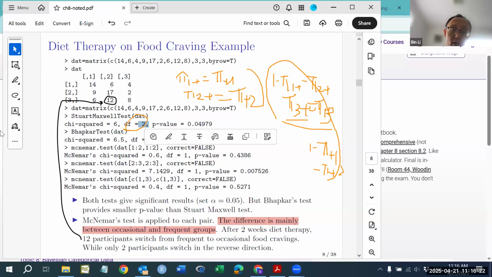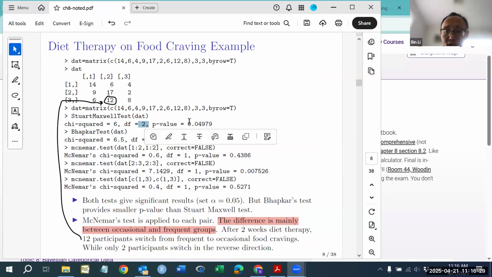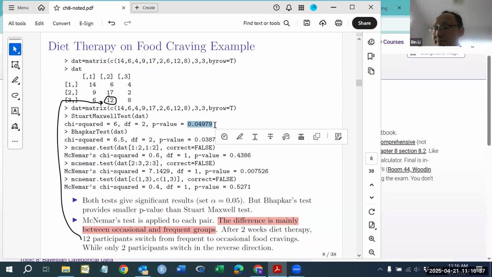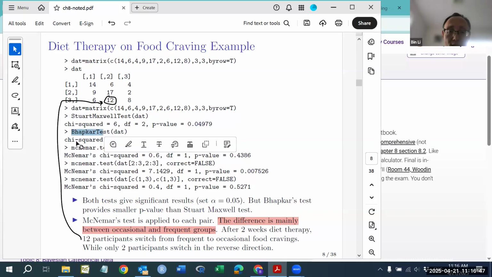Is that clear? So you can see the p-value is 0.049. That tells us there is a marginally significant difference, so for at least one of the equations, the equality does not hold. Now if we do the Bowker test, you can see the p-value is 0.038.